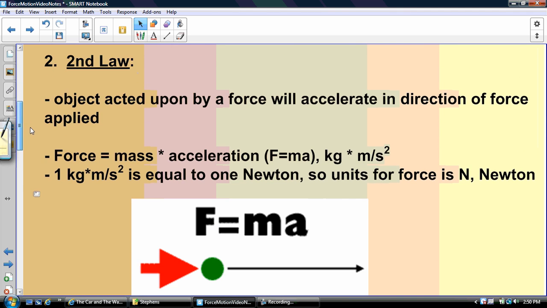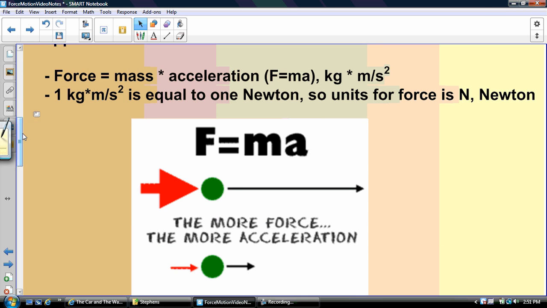Okay, Newton's second law. An object acted upon by a force will accelerate in the direction of the force applied. So that makes sense. You kick a soccer ball, it's going to go in the direction of the force that you applied with your foot. The way we calculate Newton's second law is force equals mass times acceleration, and it's measured in kilograms times meters per second squared, because remember acceleration is meters per second squared. 1 kilogram times meters per second squared is equal to 1 Newton. So that's why the unit for force is the Newton, after Sir Isaac Newton, the scientist who discovered these three laws.